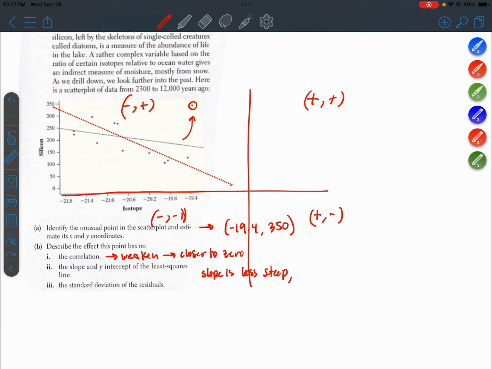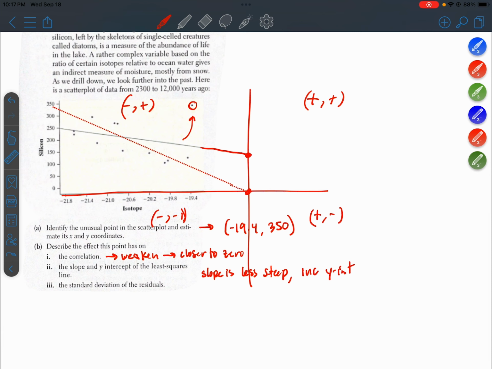If we look at this line here, I'm pretending that's the line without the influential point. It would have a low y-intercept. And if we look at the actual line that includes the point, it has a higher y-intercept. So that point is tilting the line up on the right side. The right side is where the y-axis would be, and so it increases the y-intercept.